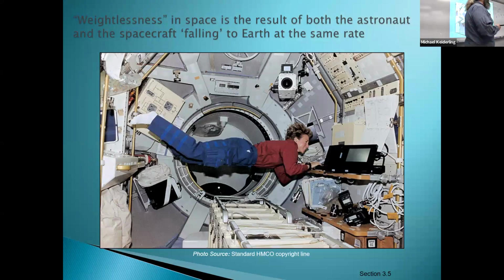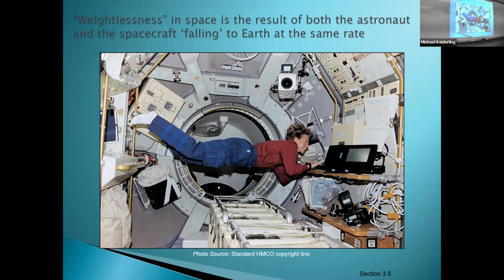Now, weightlessness in space, as you see here, is not actually a result of there being no force of gravity. In fact, this person at the International Space Station is accelerating towards the Earth at about 8.6 meters per second squared. The thing is, so is the space station.